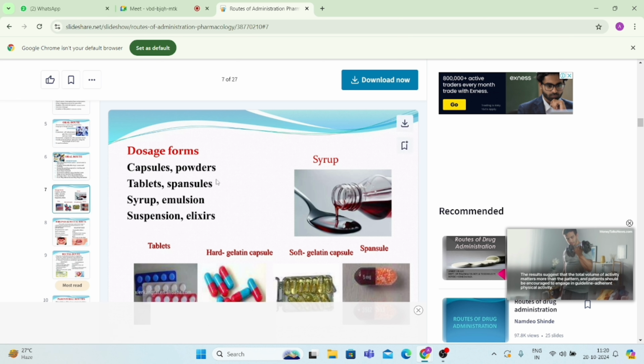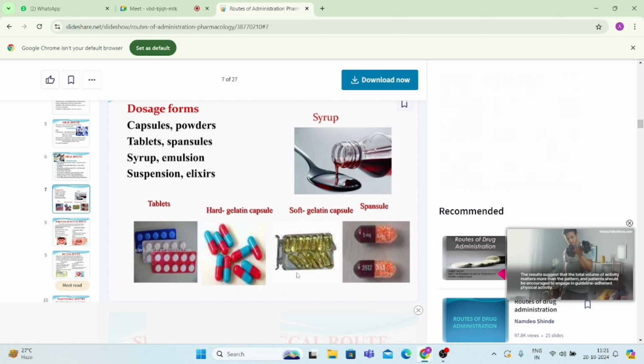సో ఓరల్ రూట్లో వేసుకునే డోసేజ్ ఫార్మ్స్ మార్కెట్లో ఎలా అవైలబుల్ ఉంటాయి. ఒకటి క్యాప్సూల్. ఈ క్యాప్సూల్స్ మళ్ళీ 2 రకాలు, హార్డ్ జెలాటిన్, సాఫ్ట్ జెలాటిన్. సాఫ్ట్ జెలాటిన్ ఎగ్జాంపుల్ రివైటల్, అడ్వర్టైజ్మెంట్ చూసే ఉంటాం, రివైటల్ బలానికి వేసుకుంటాం, అవి సాఫ్ట్ జెలాటిన్ క్యాప్సూల్స్. హార్డ్ జెలాటిన్ క్యాప్సూల్స్ అంటే ట్యూబర్కులర్ డ్రగ్స్లో రిఫాంపిసిన్ ఎగ్జాంపుల్. ఫస్ట్ లైన్ డ్రగ్స్లో రిఫాంపిసిన్ ప్లస్ ఐసోనియాజైడ్ హార్డ్ జెలాటిన్ క్యాప్సూల్.